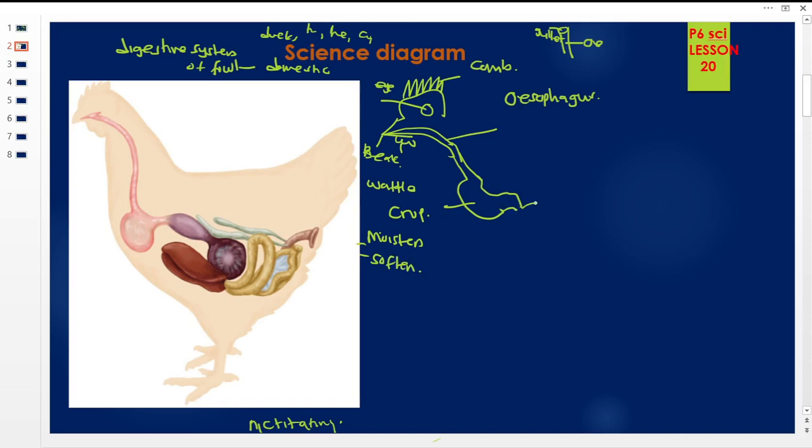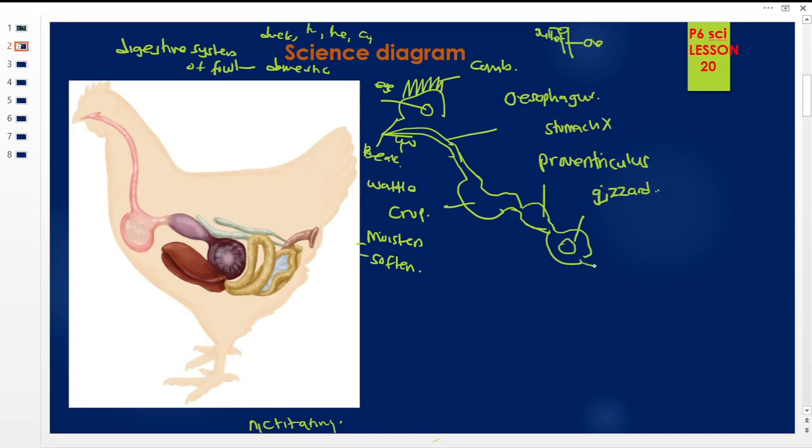Now from this crop we are going to lead to a small part here, and this small part is long, and it's called the proventriculus. Let me write this and you see the spelling clearly. So it is called proventriculus. Now this proventriculus, sometimes we call it the stomach, though we don't mark this one. Now from the proventriculus we are going to get another part here, and this part is what we are calling the gizzard.